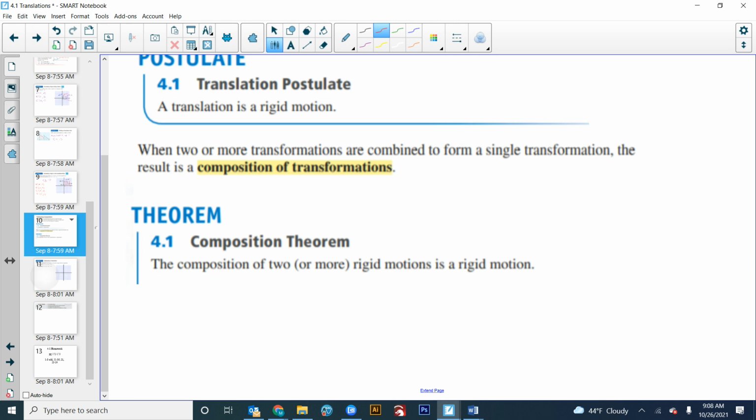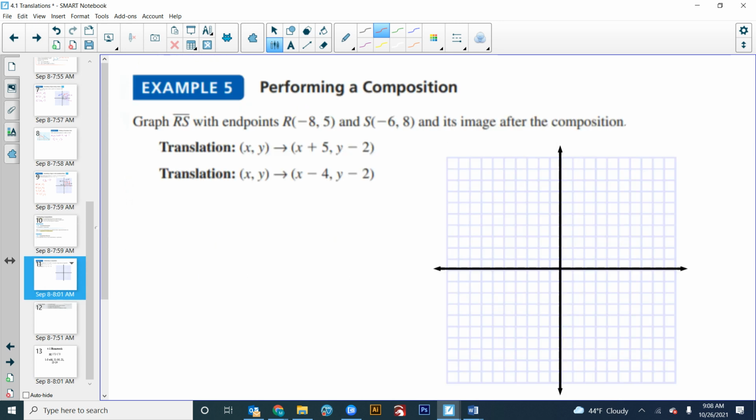All right, last one for today. We're going to graph RS and its image after the composition. So this one, we're not doing a translation and a reflection. We're just going to do two translations. Okay? Two translations. Very important that you label these accurately.